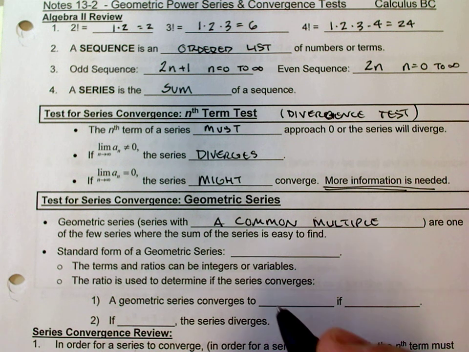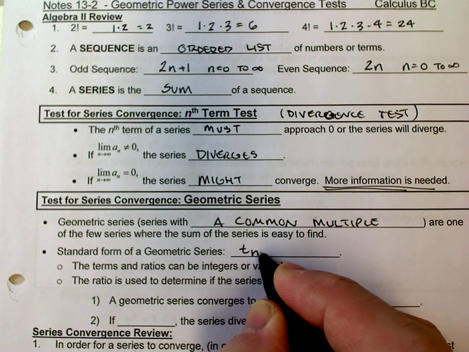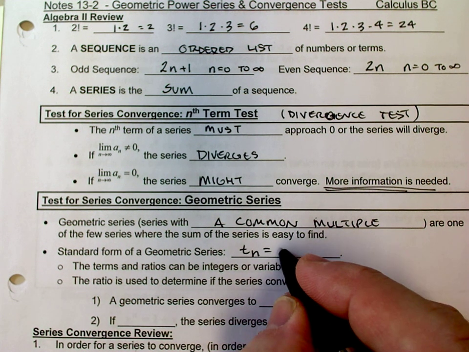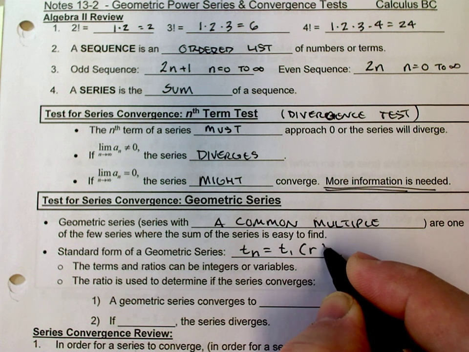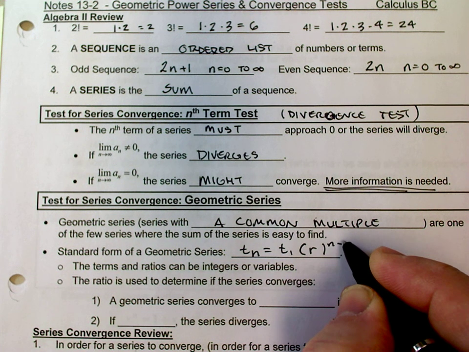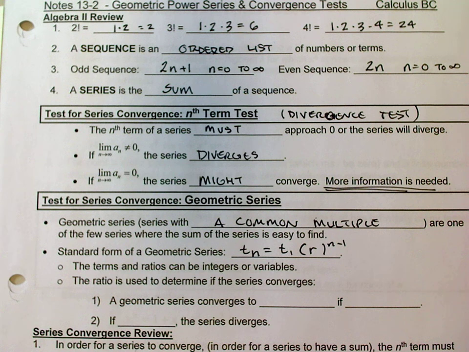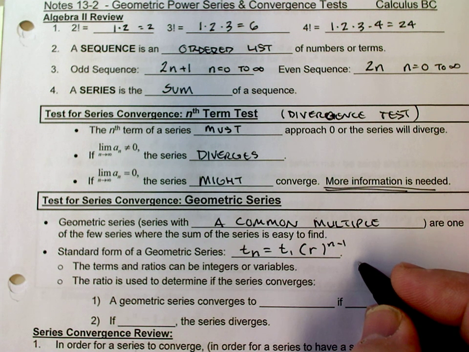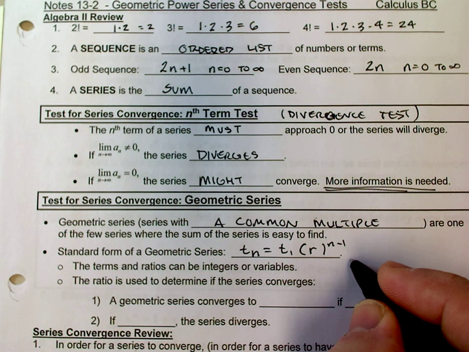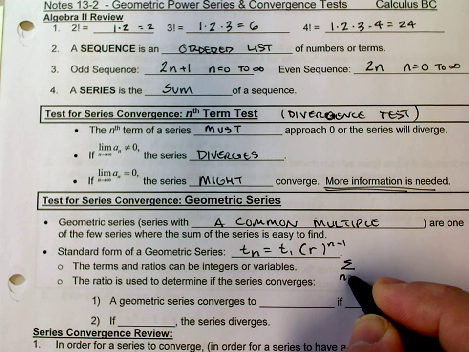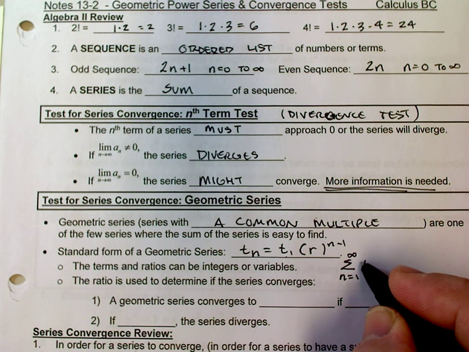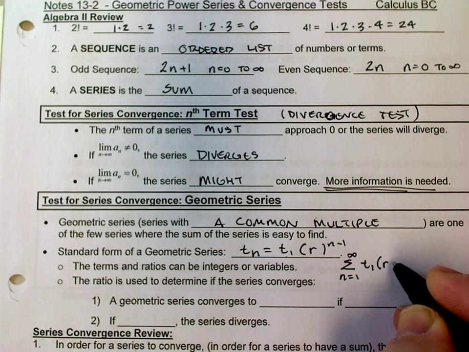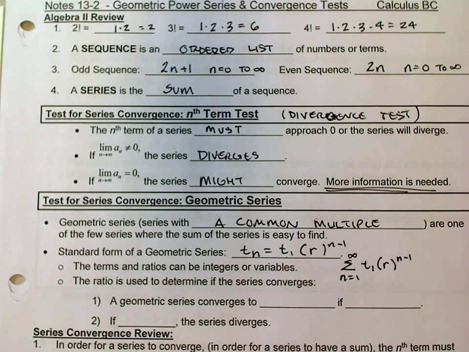The standard form of a geometric series would be the nth term is always equal to the first term times that common multiple or ratio to the n minus 1 power. That gives you the term, therefore the series would be the sum from n equals 1 to infinity of each one of these terms, t sub 1 times that common ratio to the n minus 1 power.